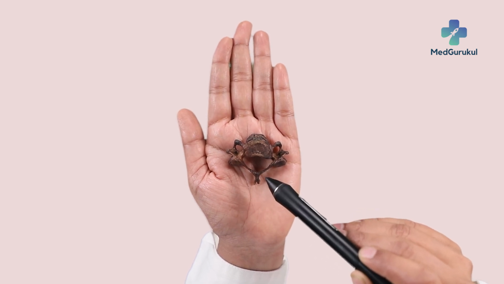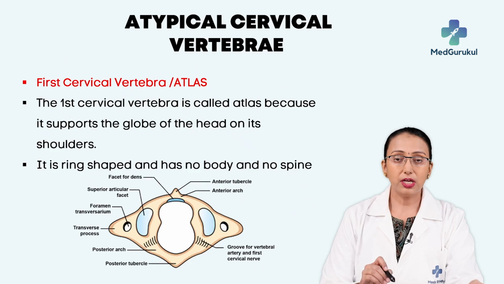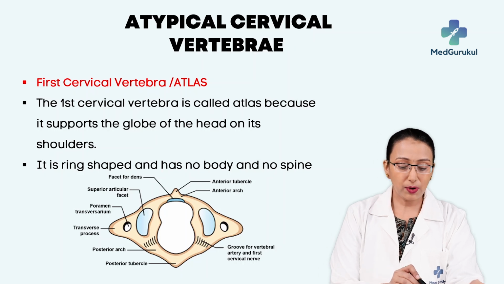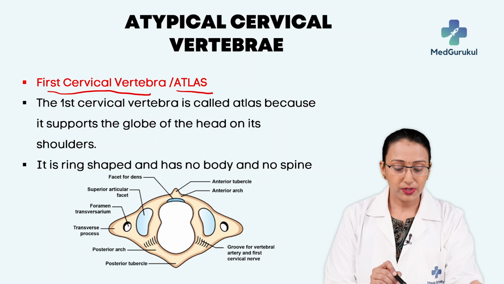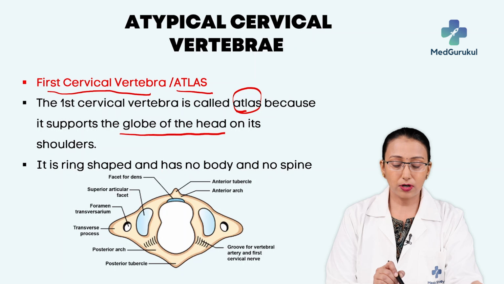So, these are the typical features of the cervical vertebrae. Now, coming to the atypical cervical vertebrae. So, which are the unique ones? The first cervical vertebra is otherwise called the atlas. The first cervical vertebra is called the atlas because it supports the globe, that is the skull, nothing but the head on its shoulders.